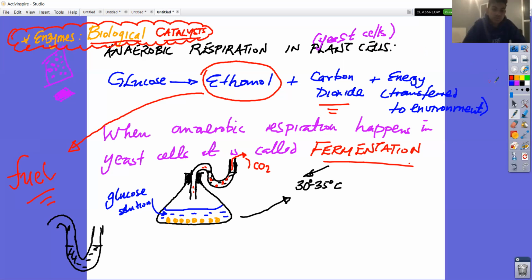At high temperatures, they don't die. And please note, they are not living things. These are just catalysts. What is a catalyst? They speed up a reaction without getting used up. Well done. That's the full definition. Top marks.